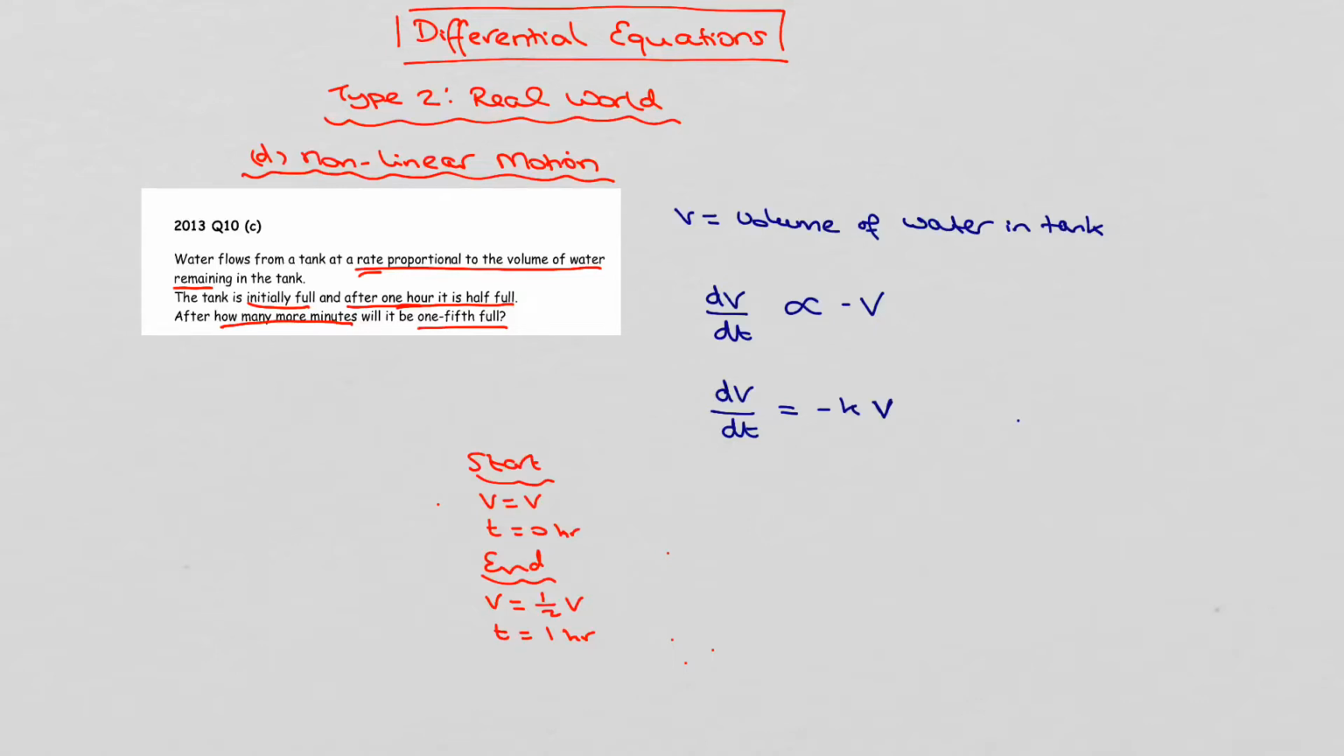So if I rearrange my equation here, I'll end up with 1 over V dV is equal to minus K dt. And if I put in my limits, my upper limit is a half times V, and my lower limit is V. And my upper limit is 1, my lower limit is 0. So I have 1 over a linear function. So therefore, if I integrate 1 over a linear function, we know that it is natural log.